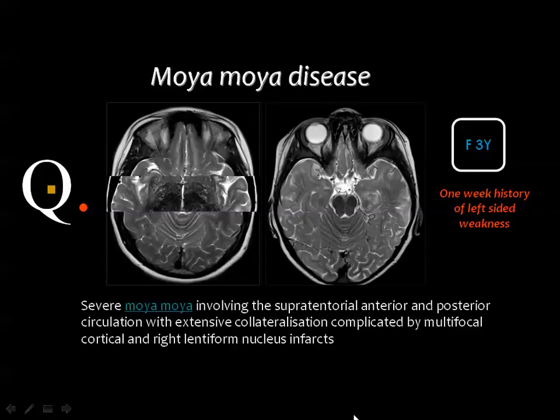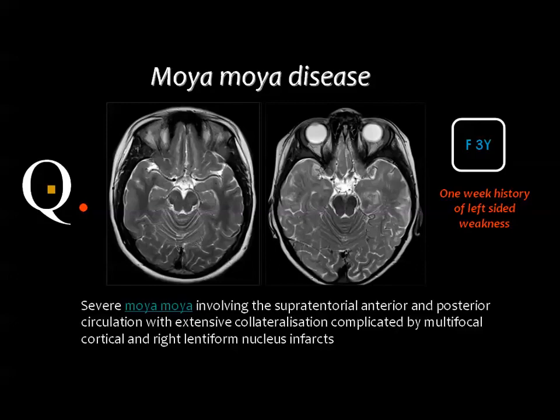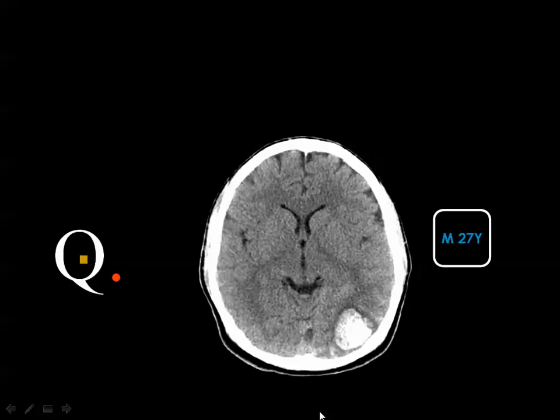of moyamoya disease. And moyamoya can be primary of unknown etiology, or secondary in patients with neurofibromatosis type 1, sickle cell anemia, and radiation necrosis and radiation to the brain.